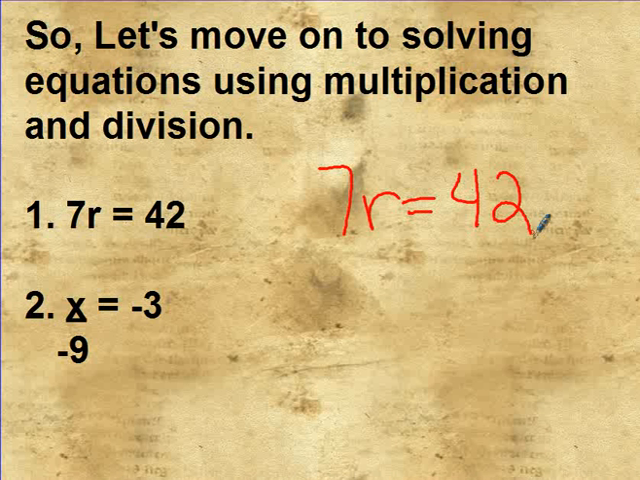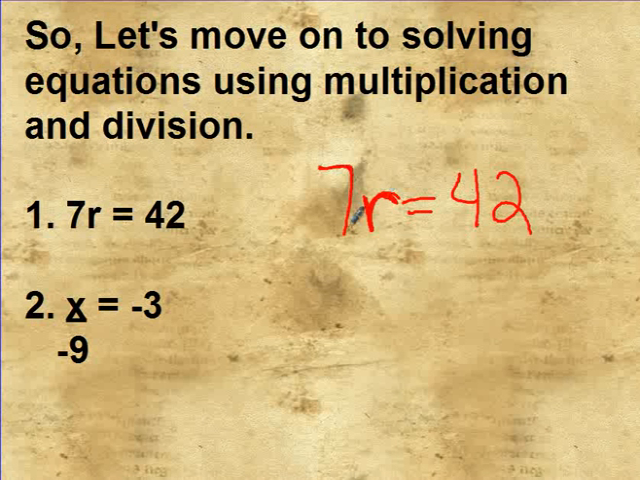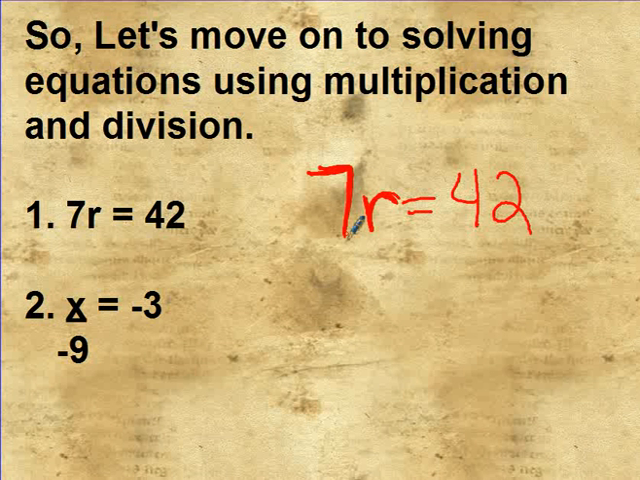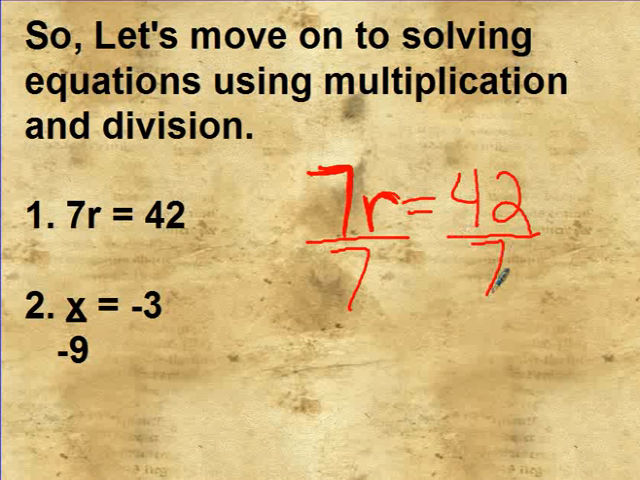First, I look at who is bugging r. The guy next to r is 7. 7 is bugging r by multiplying. The opposite of multiplying would be to divide. The inverse of multiplying is division. So I draw my division line.